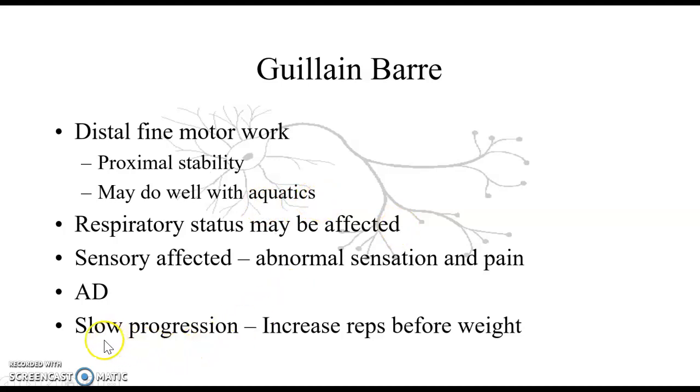Finally, with this patient, because it's a weakness issue, slow progression is important, but in this particular case, we are going to work on increasing the amount of repetitions that a patient does before we increase the amount of weight that they're lifting. Both of these repetition increase and weight increase are ways to advance an exercise, but in this case, we want to increase the repetitions and work on that endurance before we work on the weight.